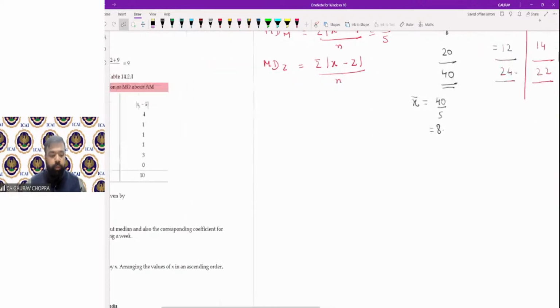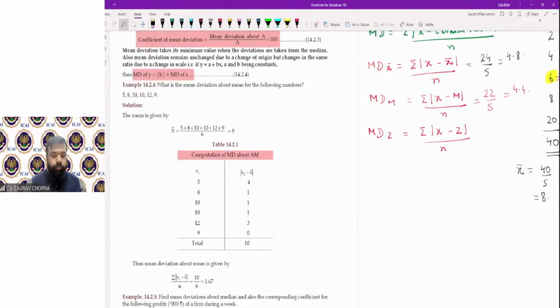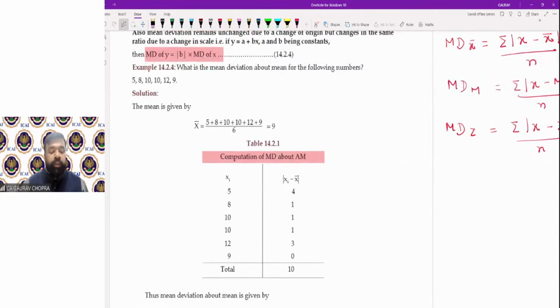Okay. Now let's take some questions from here. 14.2.4. What is the mean deviation about mean from the following numbers? Now, the question has not said anything else. When nothing is mentioned, by default you can take from mean. But yes, here the question has made it clear: mean deviation about mean. Since the question has said so, we will take deviation from mean.